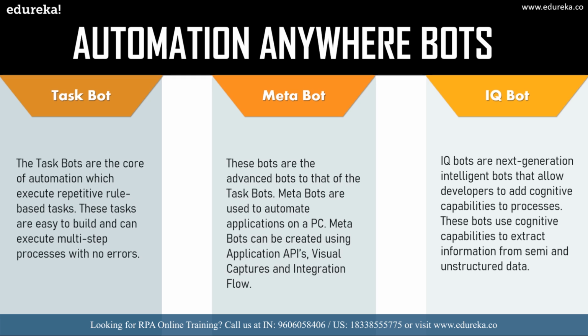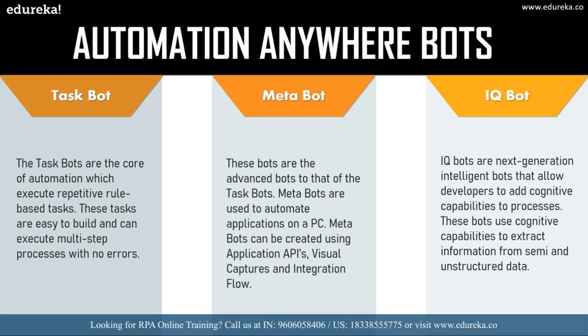Moving on to meta bots. Meta bots are a little bit advanced bots when compared to that of task bots. So basically, meta bots are used to automate applications on your personal computers and can be created using the application APIs, visual captures, and the integration flows. And finally, coming to the IQ bot, the IQ bots are the next generation intelligent bots that allow the developers to add cognitive capabilities to the processes.